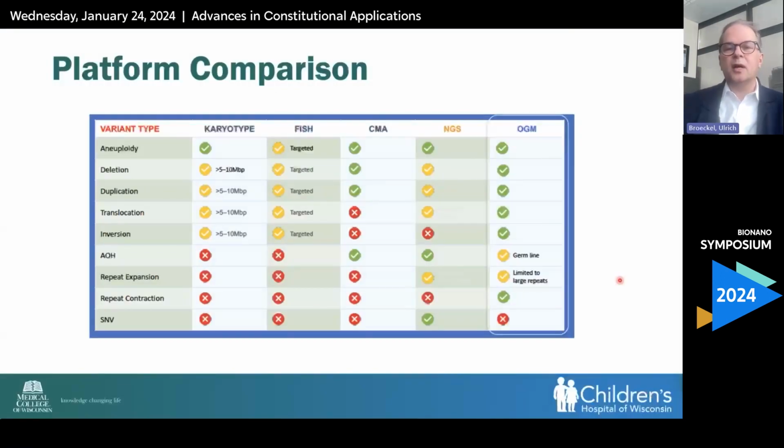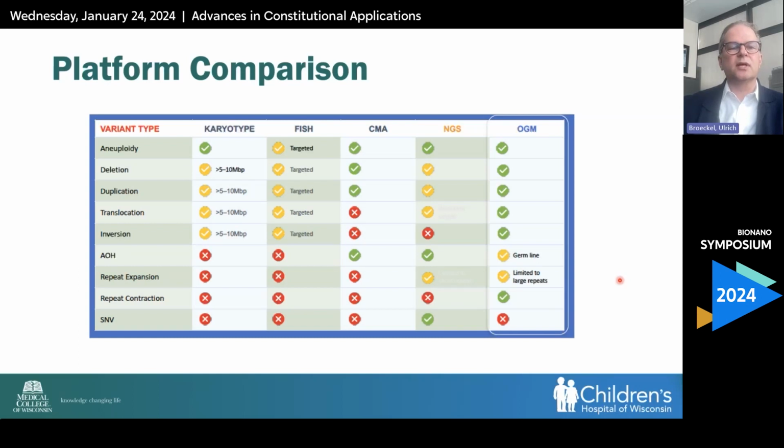Just to recap, you might be aware of this already, a platform comparison between optical genome mapping and other current cytogenetic methodologies, such as karyotyping, FISH, arrays, as well as next generation sequencing. And next generation sequencing here mainly focuses on short read sequencing. So this highlights in green, yellow, and red the variations and abnormalities we can detect with the various technologies.